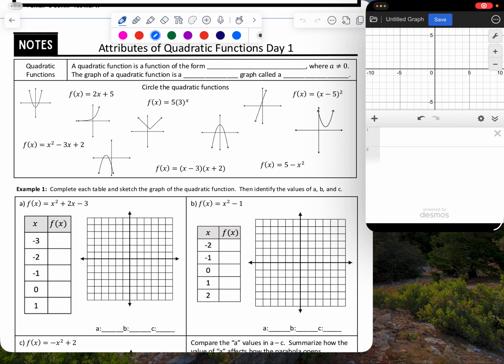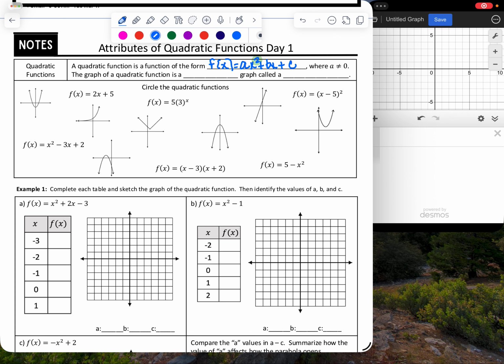A quadratic function is a function of the form f of x is equal to ax squared plus bx plus c. The important part of this quadratic function is this power of 2 on the x in our first term. So a quadratic function is always going to have x raised to the power of 2, or a squared component.